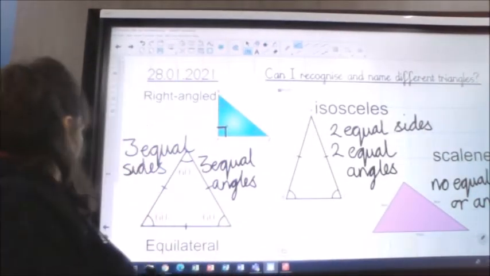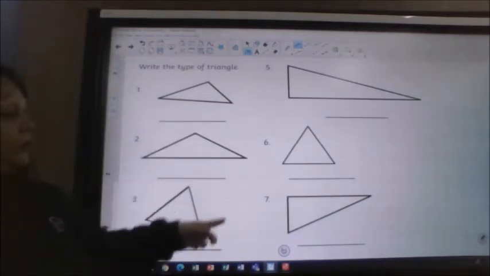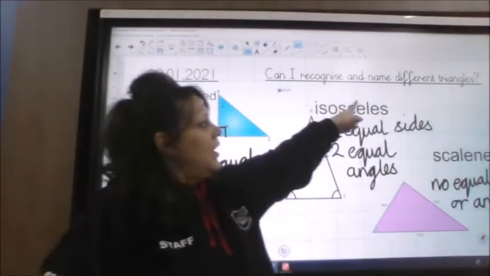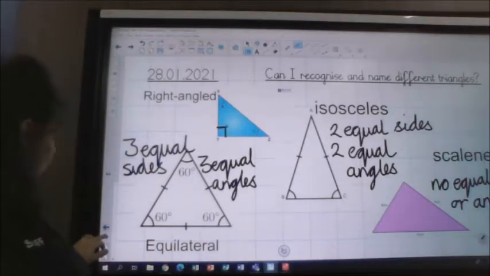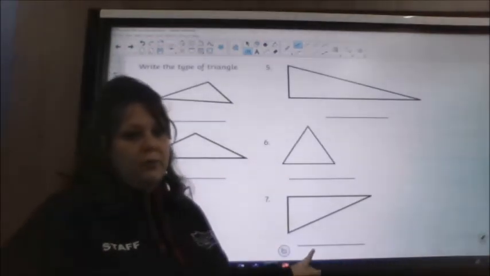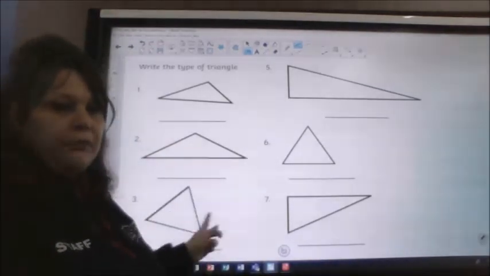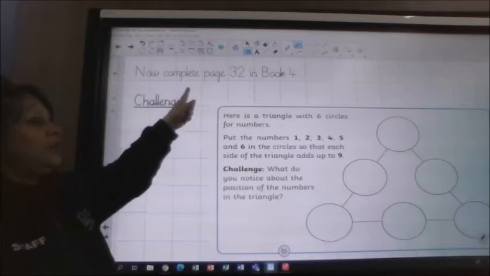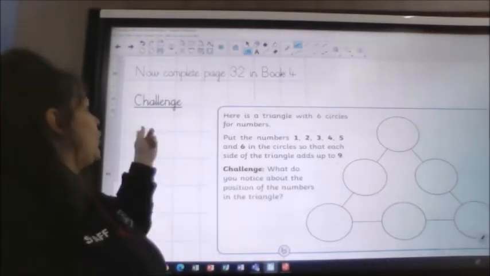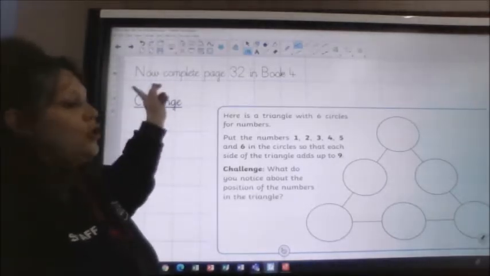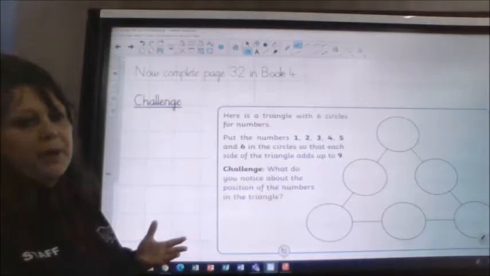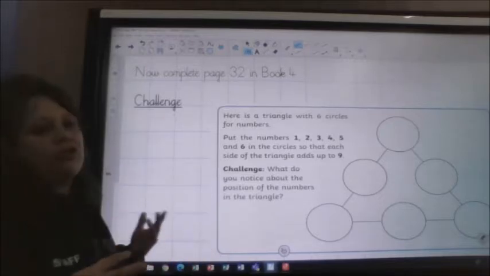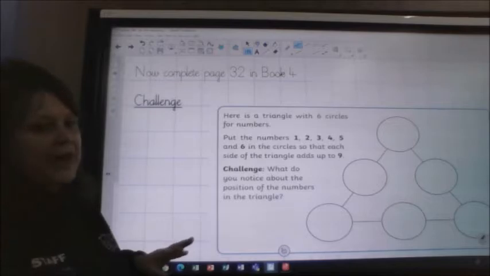Okay, so what do I want you to do? You're not going to draw these in your book. You'll put today's date and the learning question, can I recognise and name different triangles? You will just jot the number of the triangle down and identify what type of triangle it is. Then you're going to go to page 32 in your book 4 and have a little look at the questions that are there. You've got a little bit of a recap on 2 activities to do with shape, and you've got some triangles to match the definition to. Okay, so good luck with that.